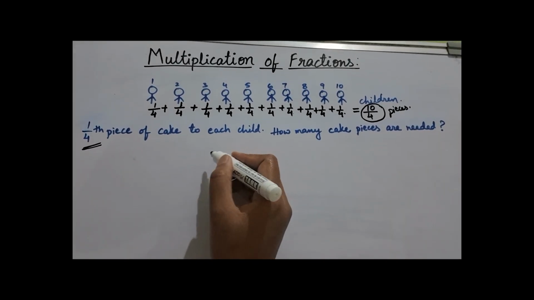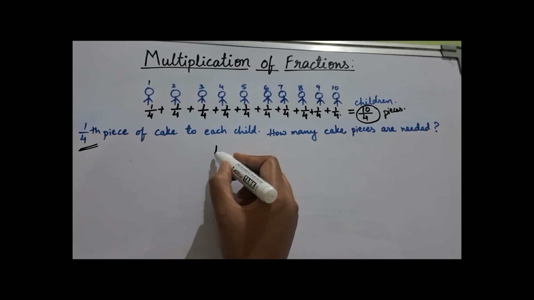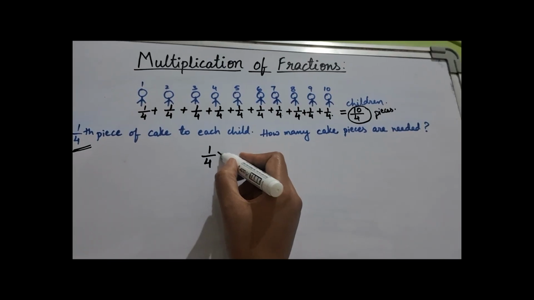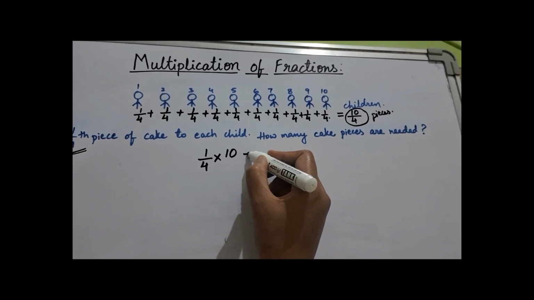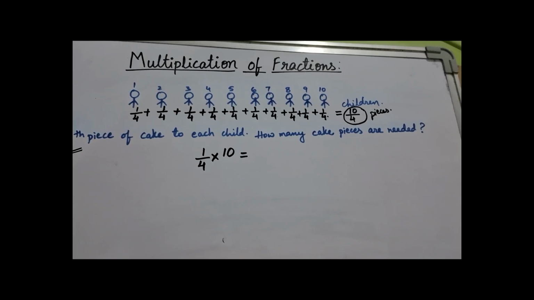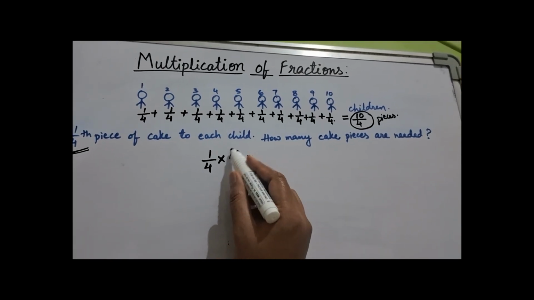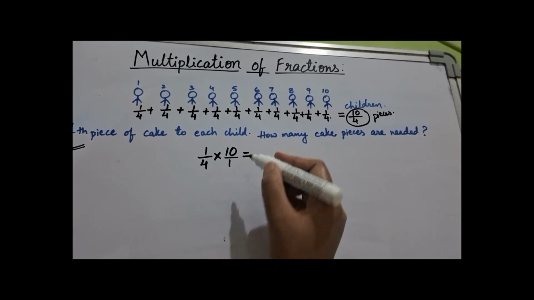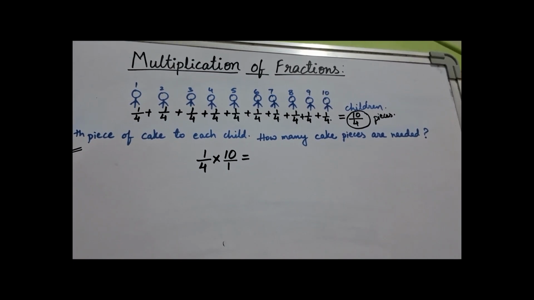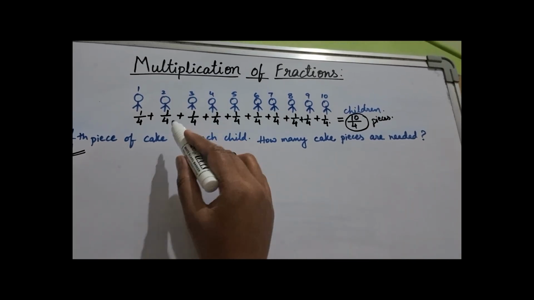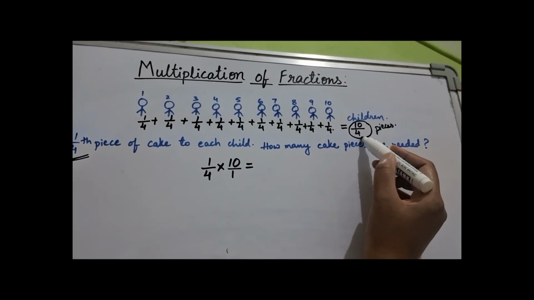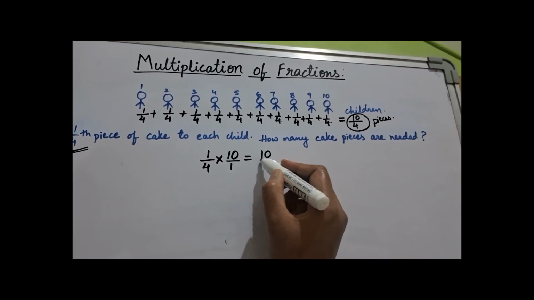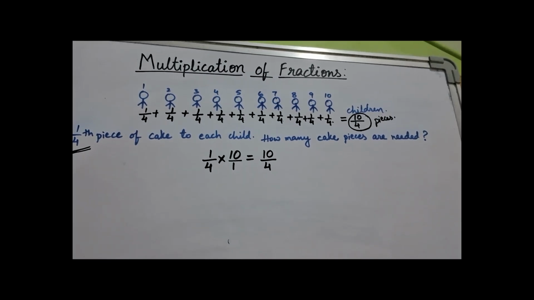Here actually what we did is we need to multiply 1/4 of the cake with 10 number of students. Okay children, and any number can be written as a fractional form by putting the denominator as 1. So 10 can be written as 10 by 1. Okay children. Now we have seen here what is the total number of cake pieces we need? 10 by 4. That same thing, 10 by 4 is written here.